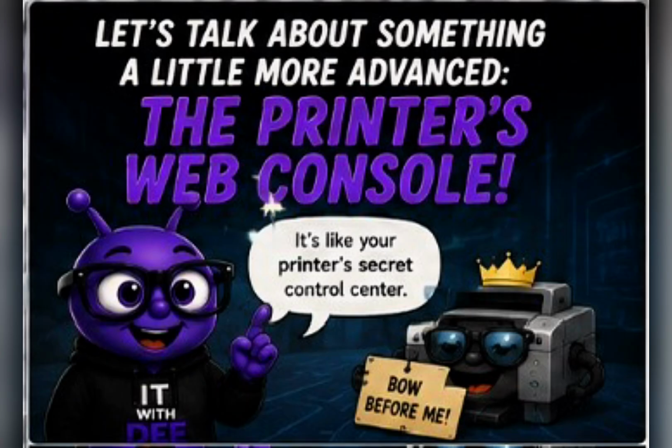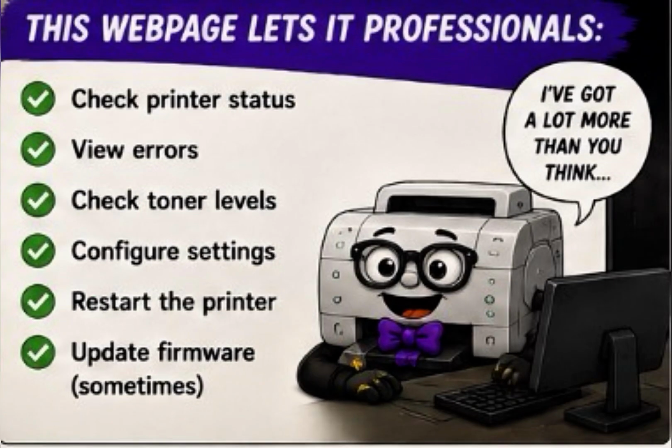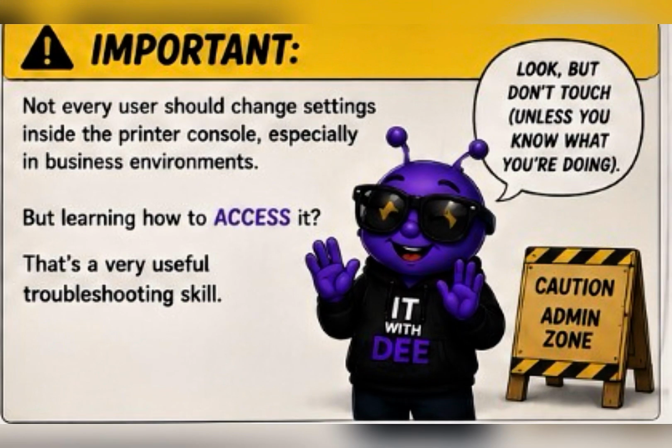Now let's talk about something called the printer's web console. A lot of modern network printers actually have their own built-in web page. And this web page lets IT professionals check printer status, view errors, check toner levels, configure settings, restart the printer, and sometimes even update firmware. Now, this is important. Not every user should change settings inside the printer console, especially in business environments. But learning how to access it, that is a very useful troubleshooting skill.